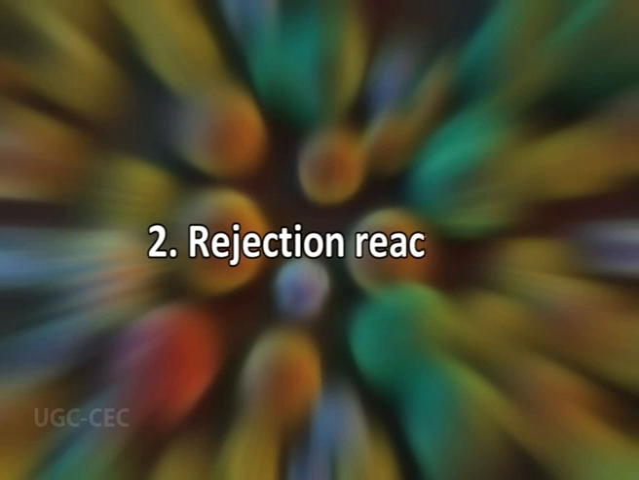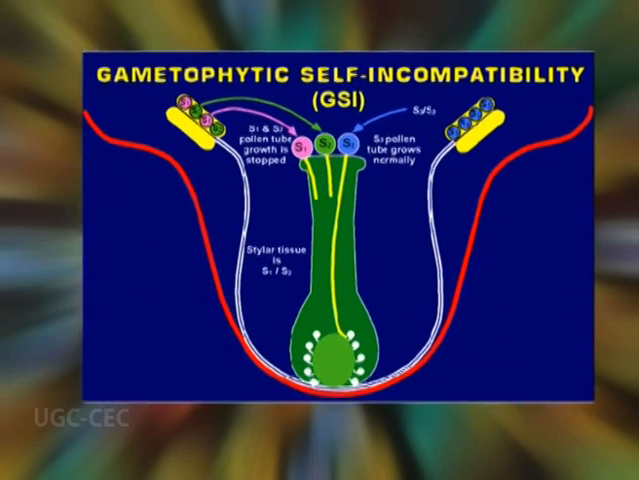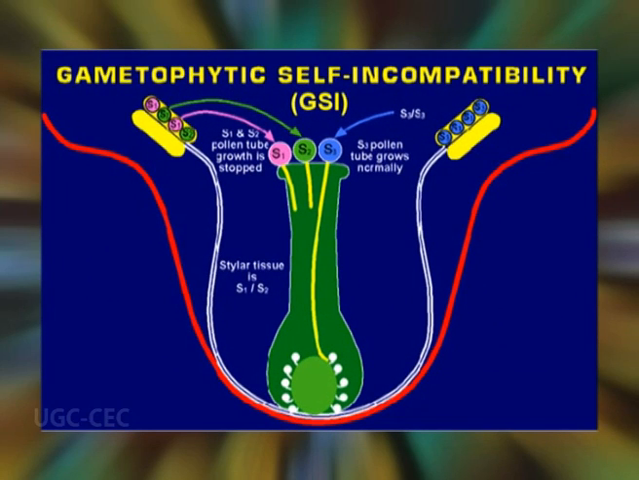Number two, rejection reaction. The recognition reaction sets in motion physiological and biochemical processes in the pistil specific to the type of pollen received. In incompatible pollination, the phenotypic manifestations of these changes bring about the rejection reaction. The rejection process can occur on the stigma, inhibiting pollen germination or preventing the entry of the pollen tube into the stigma, or it may occur in the style, inhibiting pollen tube growth, as in GSI systems.